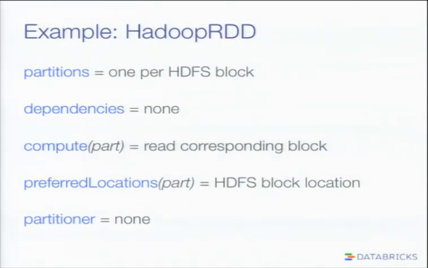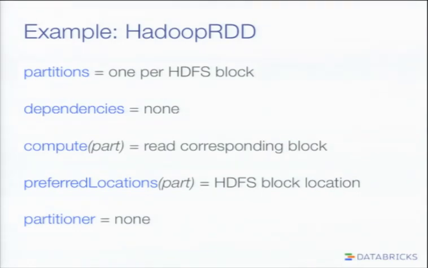So it's a little bit dry. Let's give some examples. One example is HadoopRDD. This is the default RDD returned when you create a text file, for example, with SparkContext.textFile. There are other aliases for this function also.